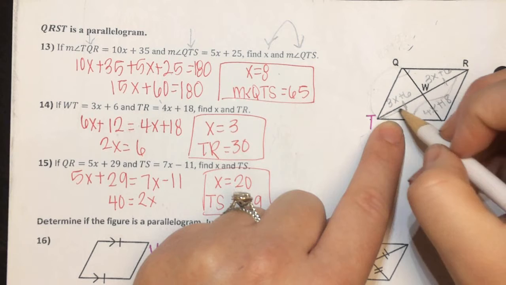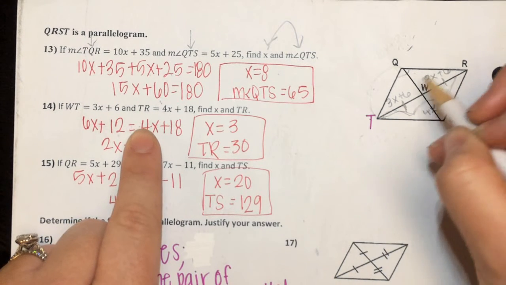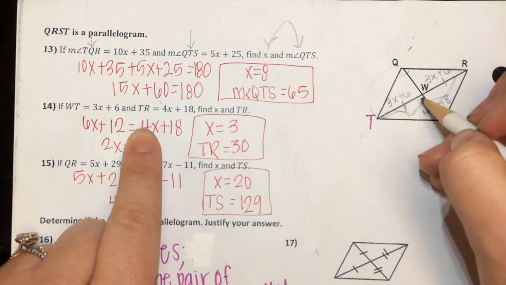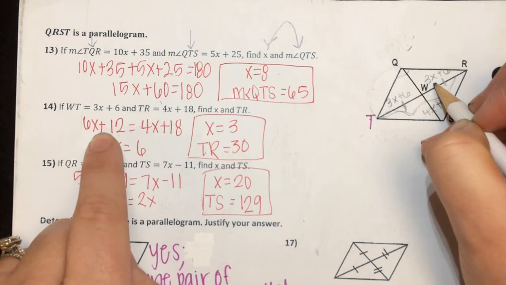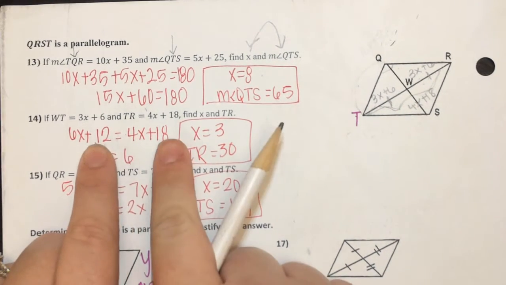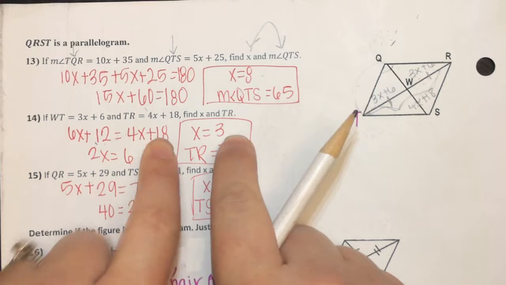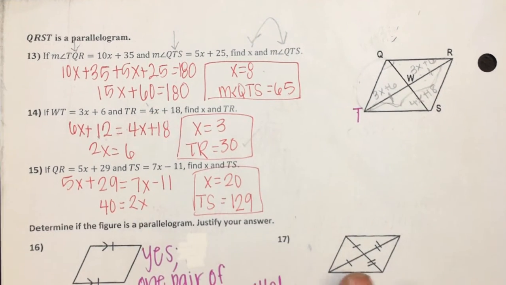And in order to set these equal to each other, we have to take the whole diagonal, which is 4x plus 18, and set it equal to both of these halves. So 3x plus 3x is 6x. 6 plus 6 is 12. So set them equal, and I got x equals 3. Plug it back into TR to get TR equals 30.